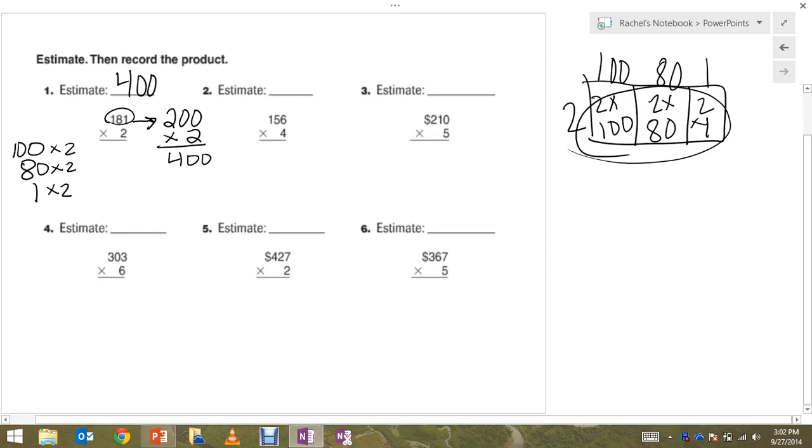So 2 times 100 is 200. 8 times 2 is 16, and adding a 0. And then 1 times 2 is 2. So my 3 partial products have been lined up, ones underneath the ones, tens, and hundreds, and now we're ready to add. The answer is 362, which, looking back to our estimate, looks pretty close.